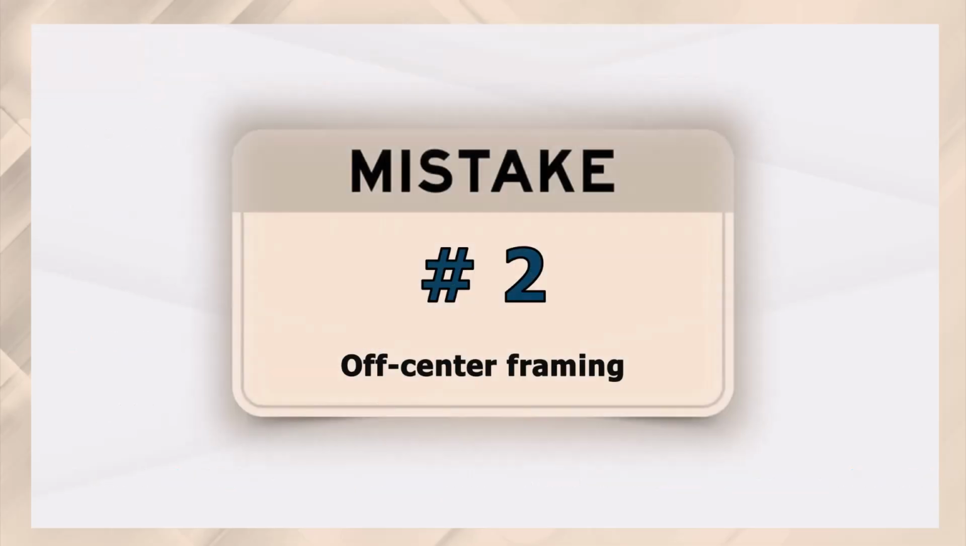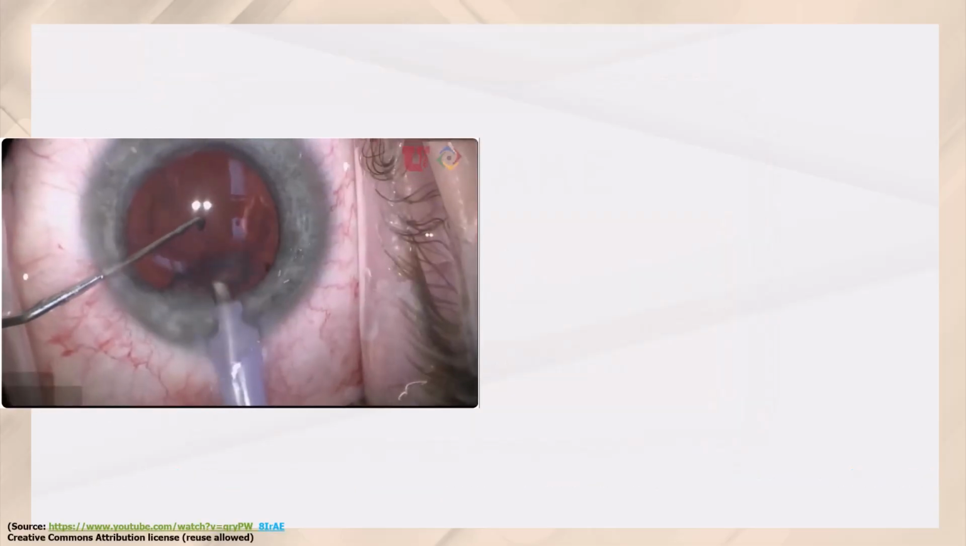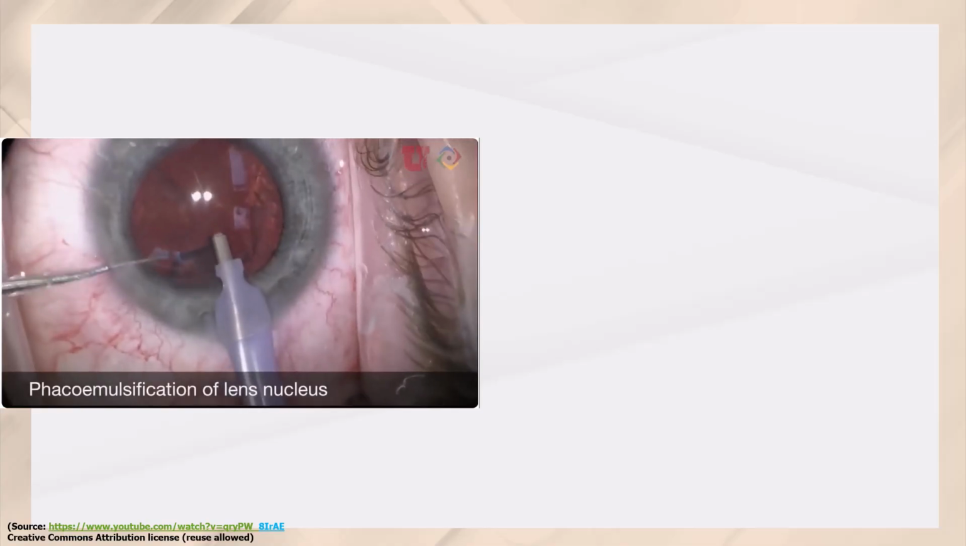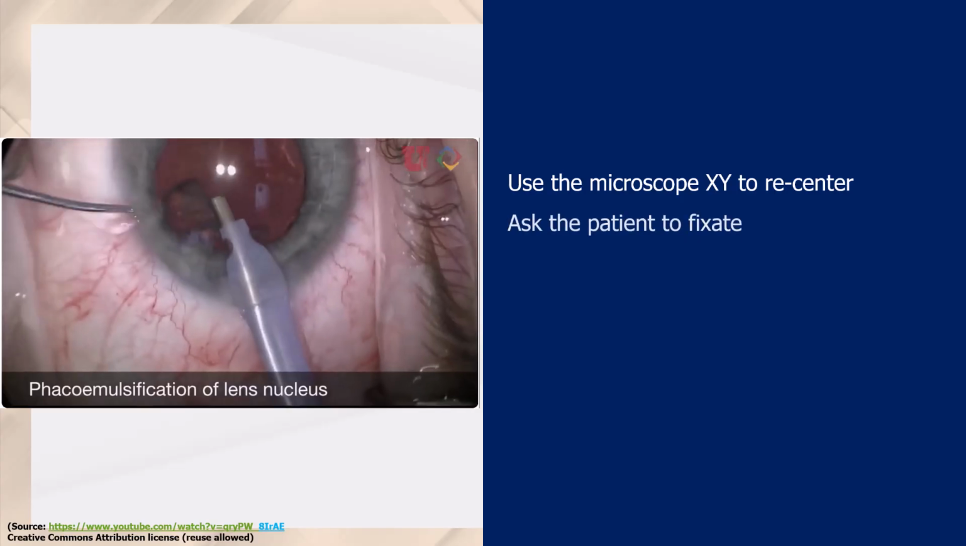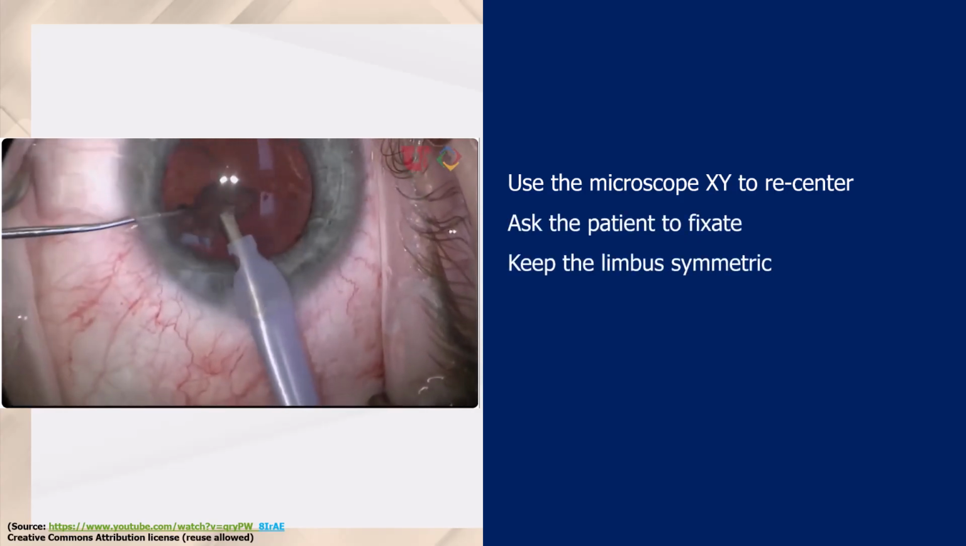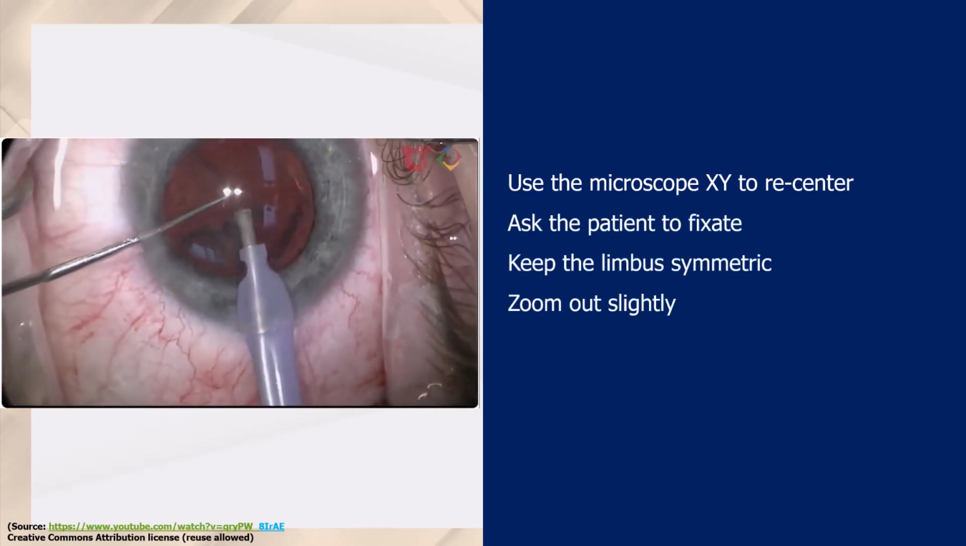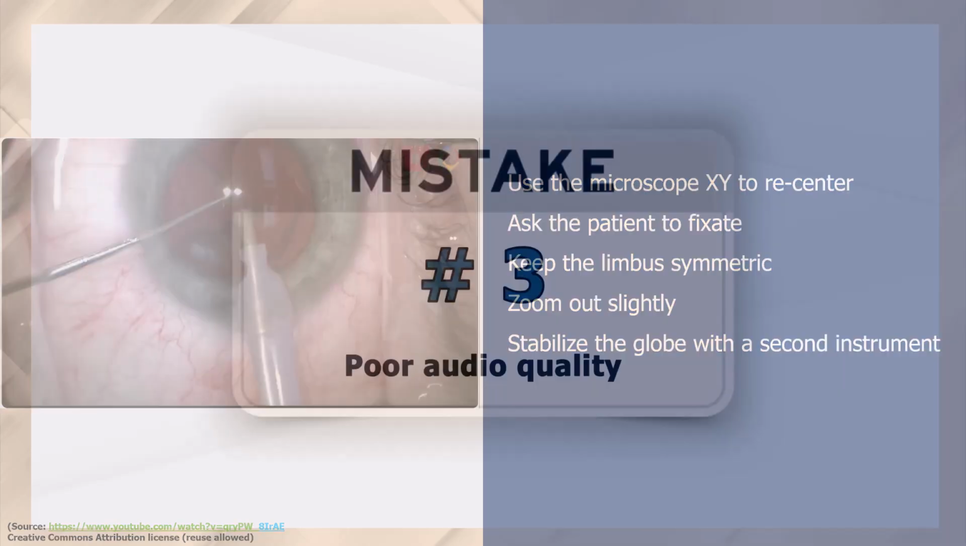Sometimes we notice that the field of surgery goes out of the viewing window. This should be avoided. A quick fix would be to use the microscope XY to recenter, asking the patient to fixate, keeping the limbus symmetric, zooming out slightly, or stabilizing the globe with a second instrument.